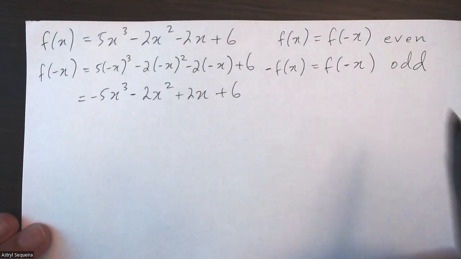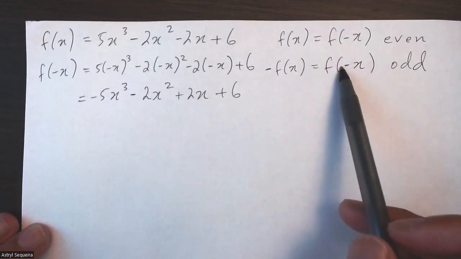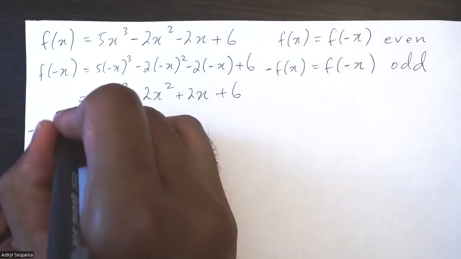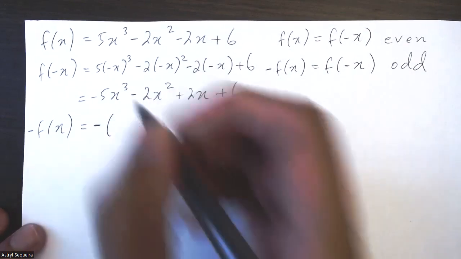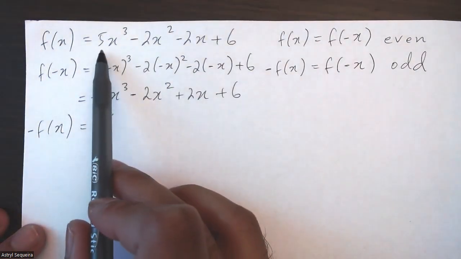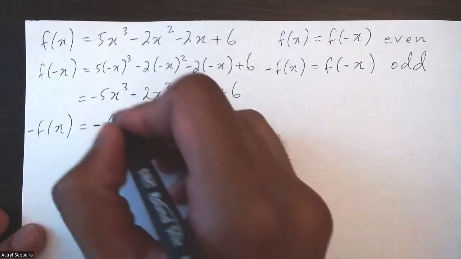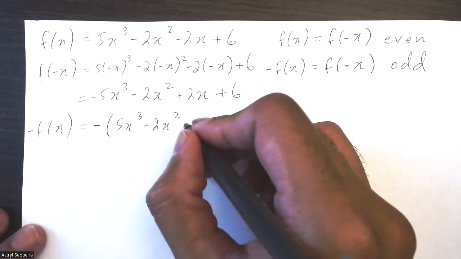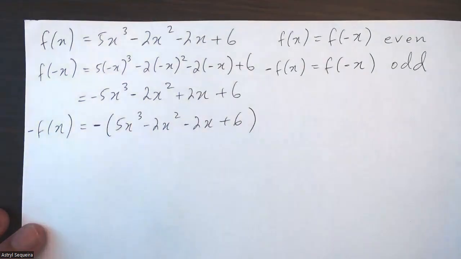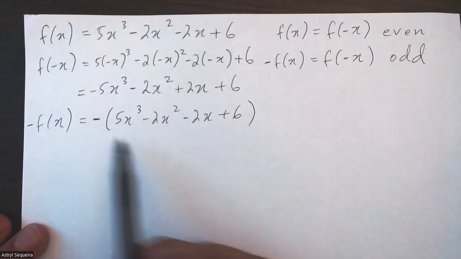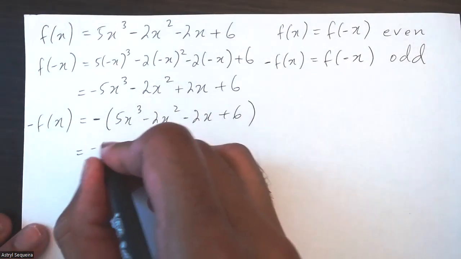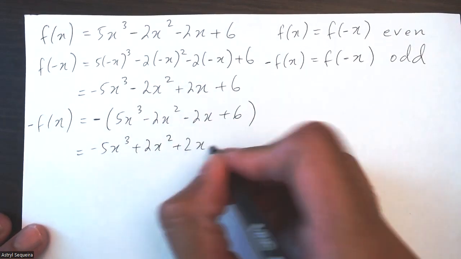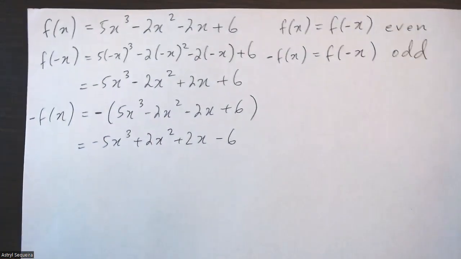Let's test to see whether it's odd. We already have f of negative x. Now I just have to find negative f of x. So negative f of x, to find this, you just put a negative sign, you open a bracket, then you write the original equation f of x inside the bracket. So 5x cubed minus 2x squared minus 2x plus 6. And then we just distribute the negative into the bracket. Plus 2x squared plus 2x minus 6. Make sure to distribute it to all your terms.